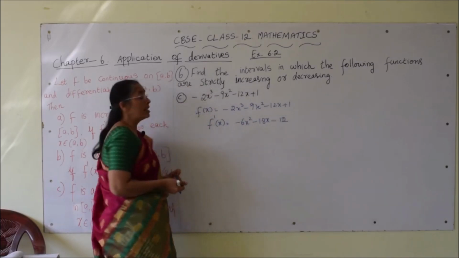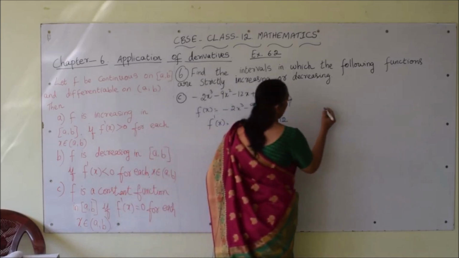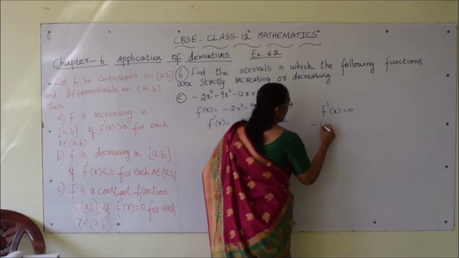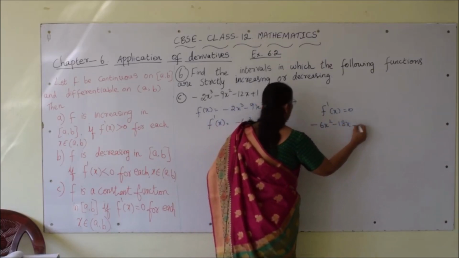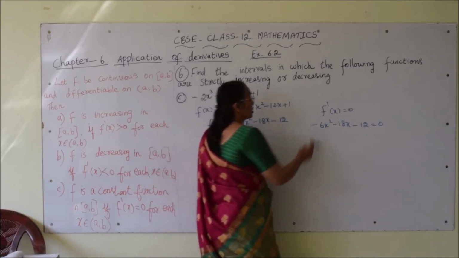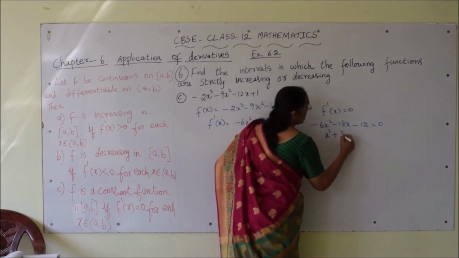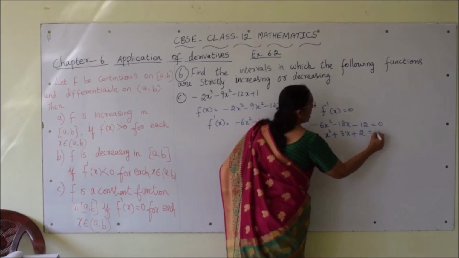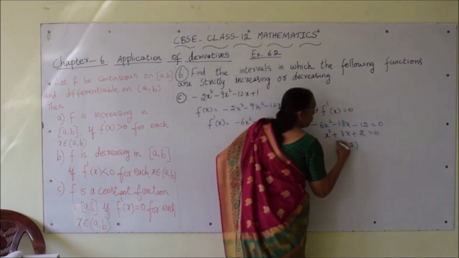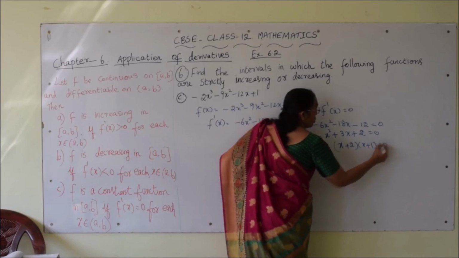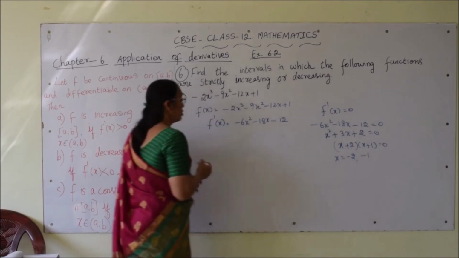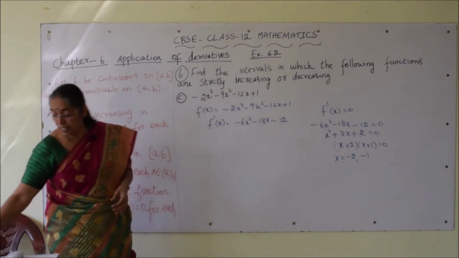Now to find the turning points, first we equate f dash of x to 0. Minus 6x square minus 18x minus 12 is equal to 0. Dividing throughout by negative 6, we get x square plus 3x plus 2 is equal to 0. On factorization, we get x plus 2 times x plus 1. So the two values of x are minus 2 and minus 1. So the function is taking a turn at 2 points.